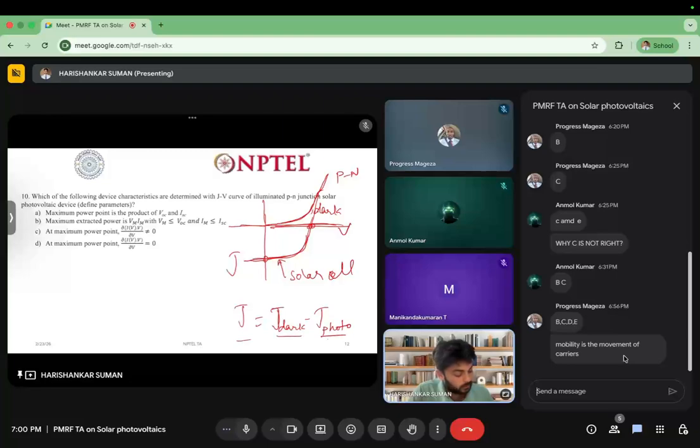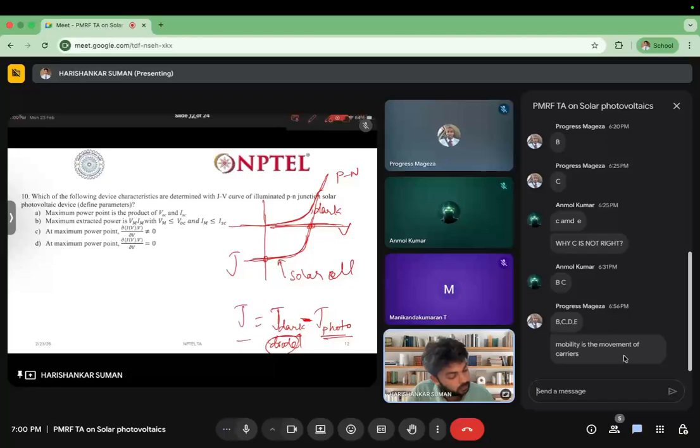And these are in opposite directions. J dark, or let's say this is the J diode current, minus J photocurrent. So which of the following device characteristics are determined with the JV curve? Maximum power point. So you have to find that out.